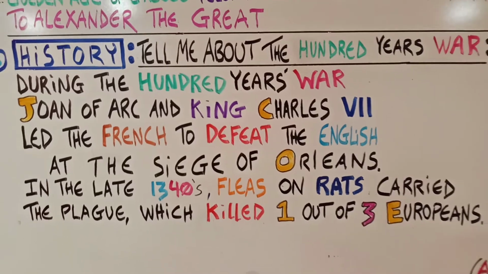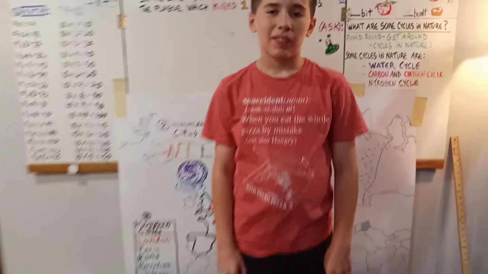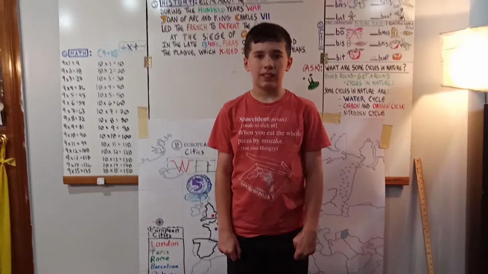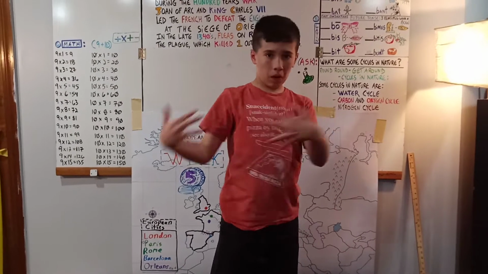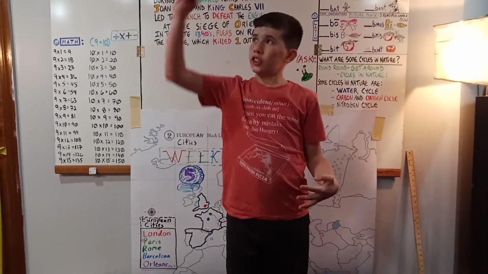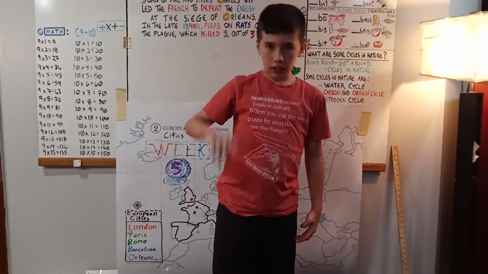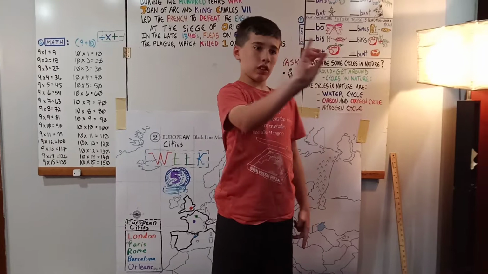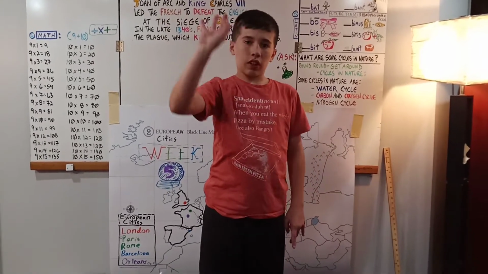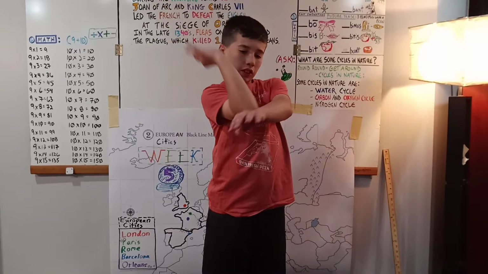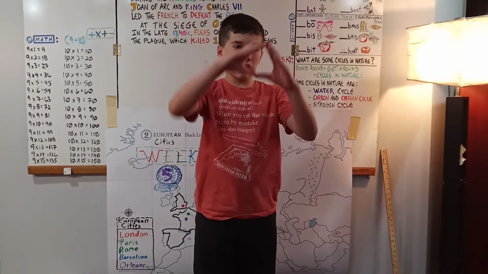History, we're going to talk about the 100 Years' War. So we're going to do, again, for 100, we'll make a 1 and a C, 100 years, and the sign for war. Make a J for Joan of Arc, and King, make a King. Charles, make a C. Do the 7 sign, yep. And led the French, and we're going to continue to defeat the English at the siege of Orleans.